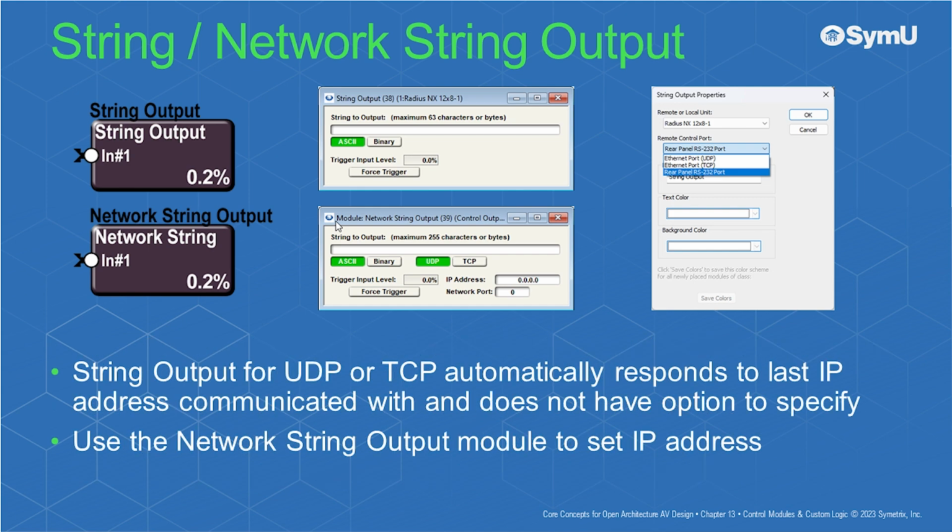When using the string output module for UDP or TCP, it automatically responds to the last IP address that it communicated with. This module does not have an option to specify the IP address to communicate with. For that option, use the network string output module.